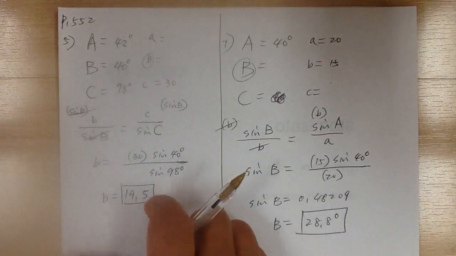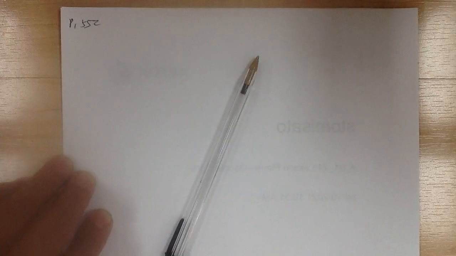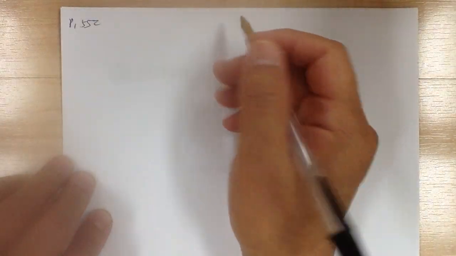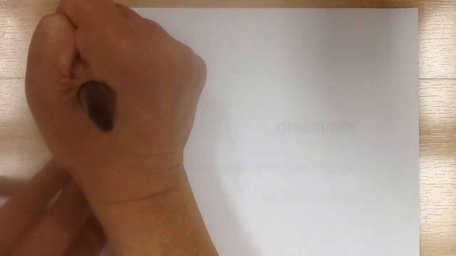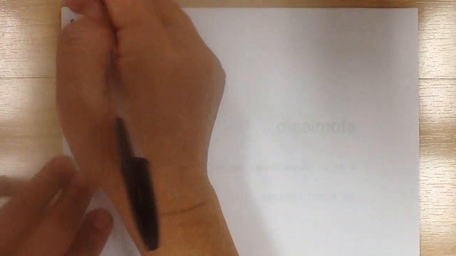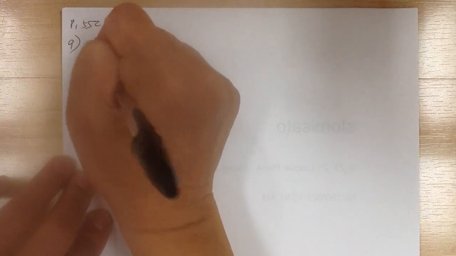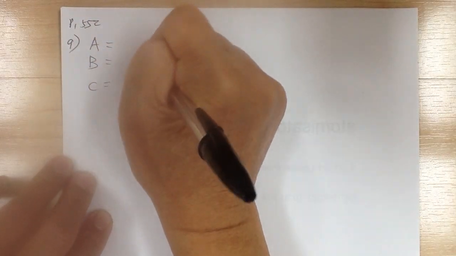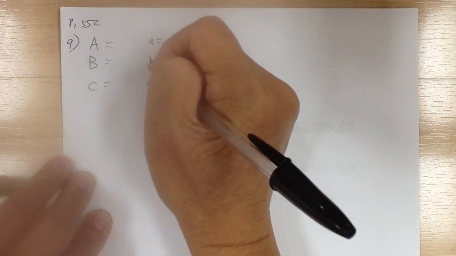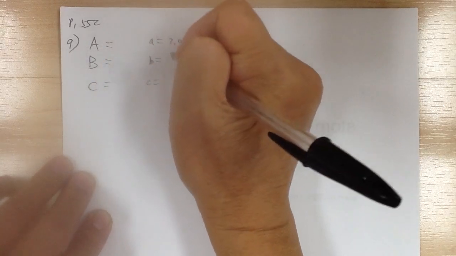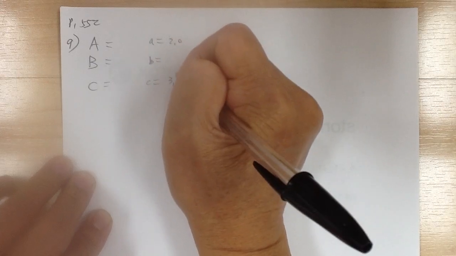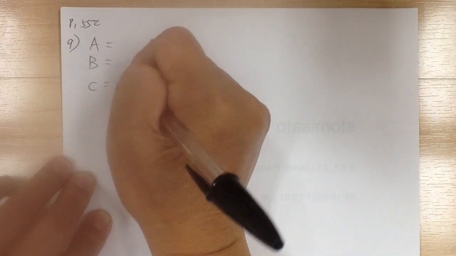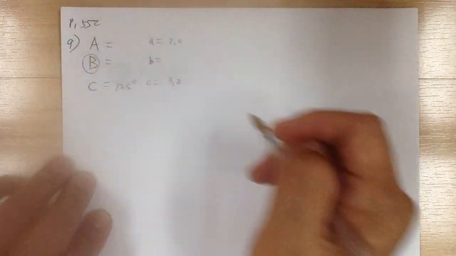Okay, let's go to the next one. Okay, number 9. So you can start with your A, B, C. Okay, so A equal to 2.0, C is equal to 3.2, angle C is 125 degrees, and you're looking for angle B.